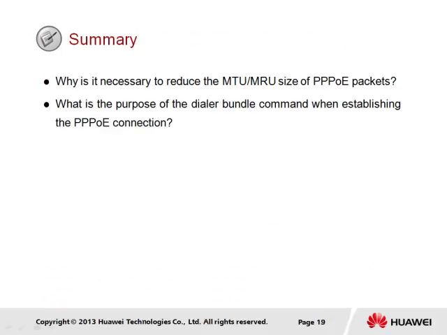So this brings us to the summary for this section, in which we have just a couple of questions here. The first asks, why is it necessary to reduce the MTU-MRU size of PPPoE packets? Well, we will generally find that the packet size is set as 1500 bytes, which is the maximum supported size before fragmentation will occur. When PPPoE is implemented, the packet size is increased by an additional 8 bytes. It is therefore necessary to reduce the general MRU size that is received from the peer to 1492 bytes. This is negotiated during the LCP process.